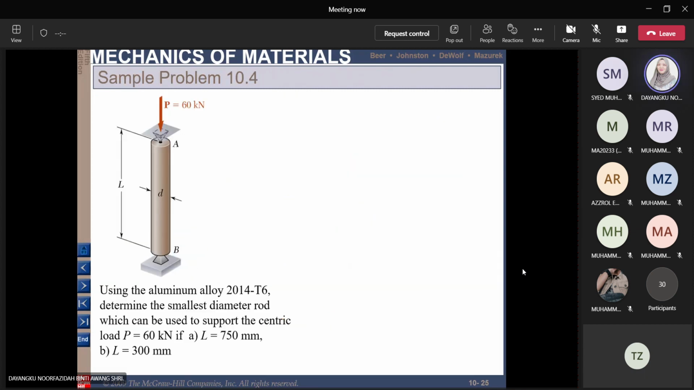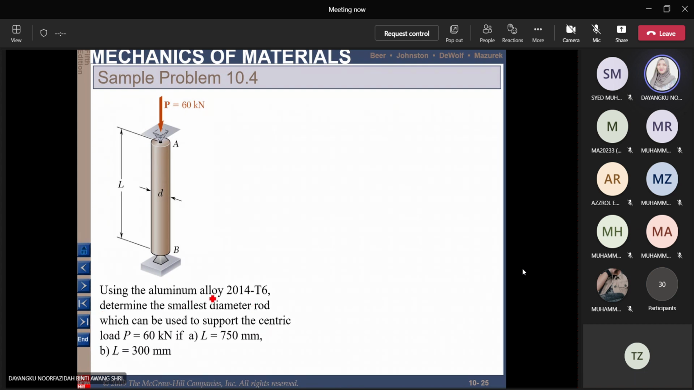So we will have this example here. So let's say we have a centric column. All the formulas that we just used just now are for the centric loading. Okay, so when your loading is exactly at the center of the column. Okay, and then let's look at this example here.